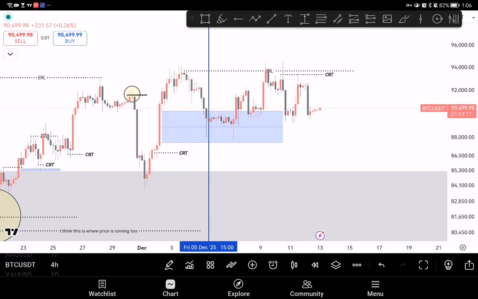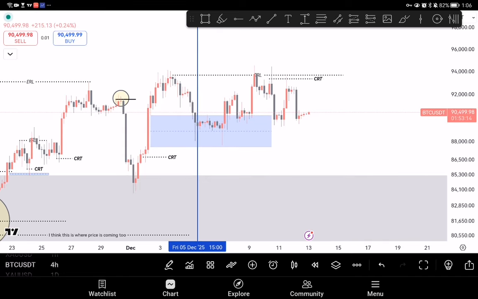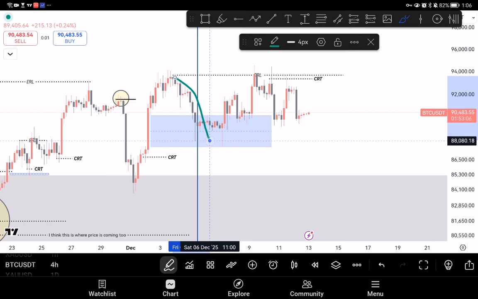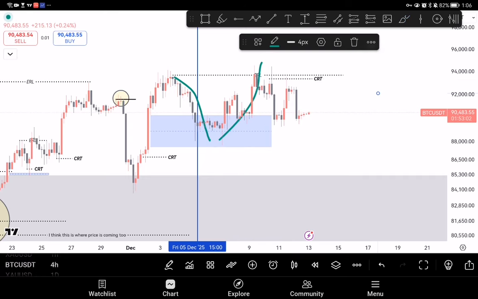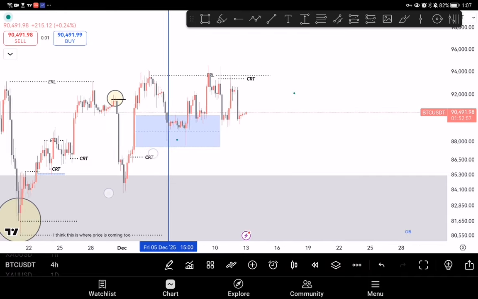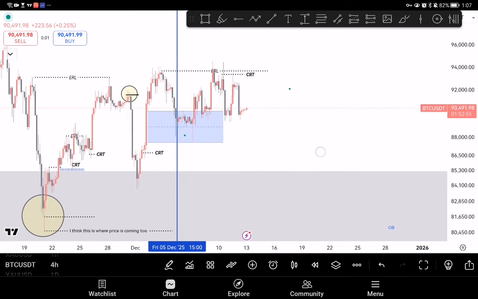Again, price is coming from an internal range liquidity. Where is it going to? An external range liquidity. So from here, price is coming here and is going here. That is basically what is happening in this market. Let me delete this so we have a clean chart. So this is basically it for me.